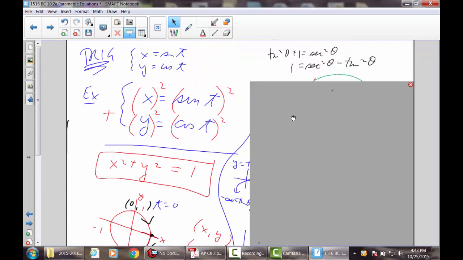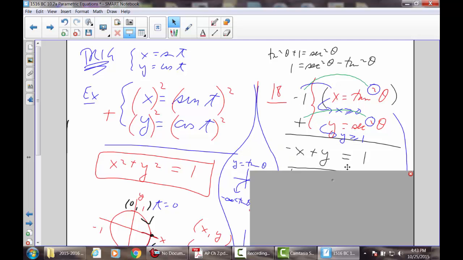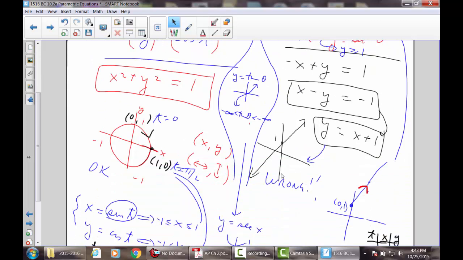Another example would be x equals tan squared y, y equals secant squared y. Well, we know that secant squared minus tan squared is 1. So I'll leave this as plus secant squared, subtract the top equation from the bottom equation, and therefore I will get negative x plus y, and then negative tan squared plus secant squared, which is 1. So that's y minus x equals 1, which is y equals x plus 1, which is this graph.